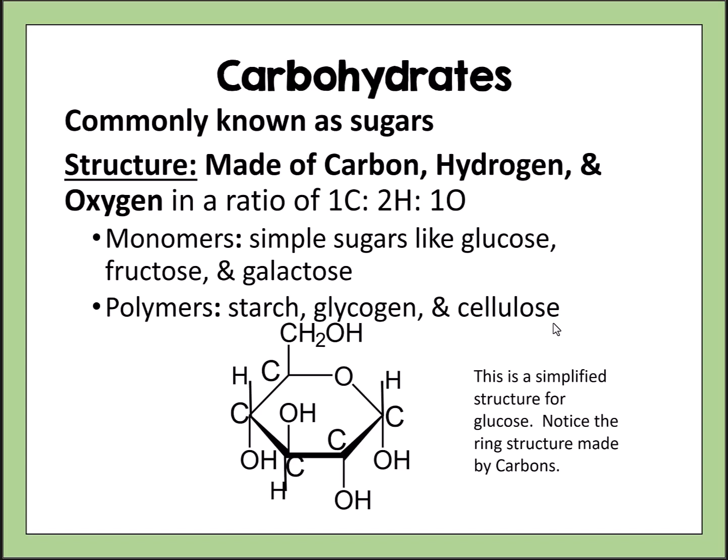So this is a simplified structure for glucose, which is one of the monomers of carbohydrates. So now you can see here, this is a monomer, and we're discussing very large molecules here, just the monomer, the basic building blocks of these large macromolecules. So many, many atoms here, even just in this tiny monomer for a carbohydrate. And notice the ring structure as carbons are attached to each other.